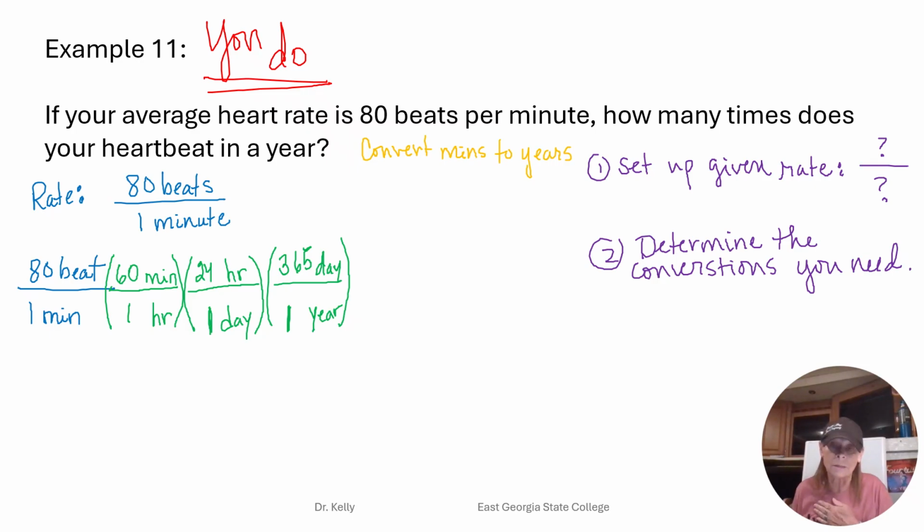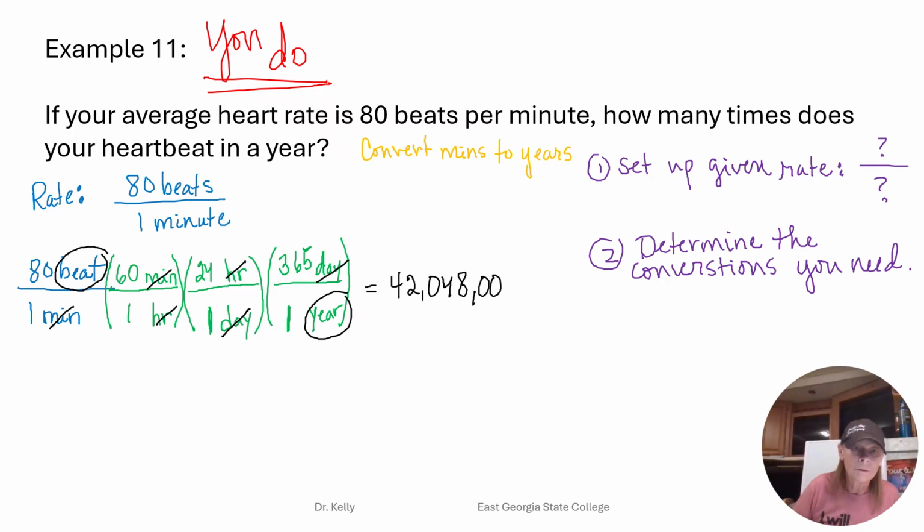Now, before you do the math, just like on that previous problem, you want to make sure all your units cancel out, just in case you missed one, just in case you wrote something else crazy in there. You want to double check, right? Let's see. Minutes canceled to minute, hour canceled to hour, day canceled to day, and what we're left with is beats per year. Awesome. Now, when you do the math there, it is 42,048,000 beats per year.